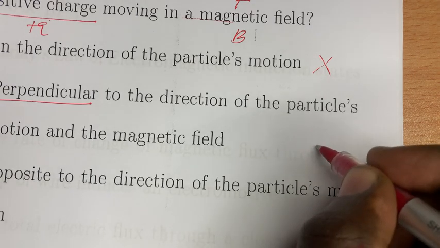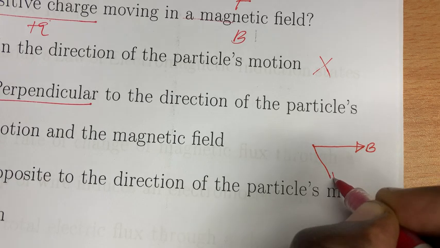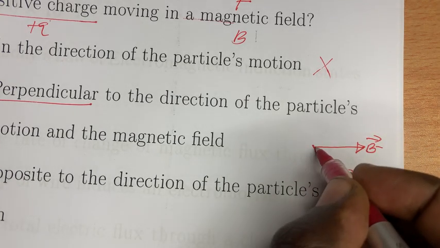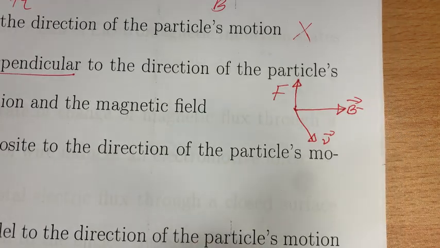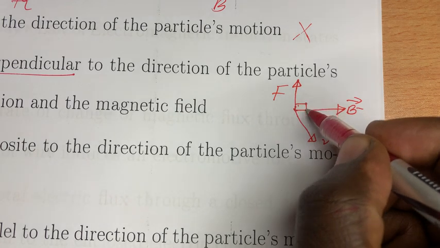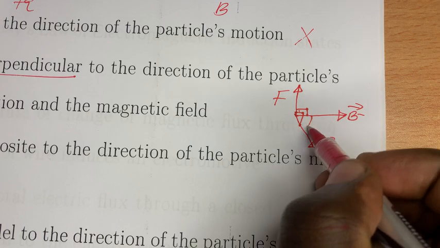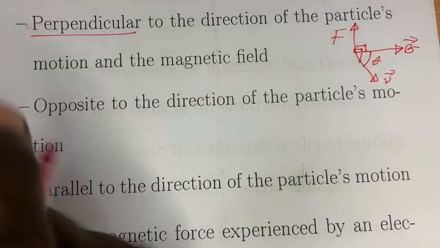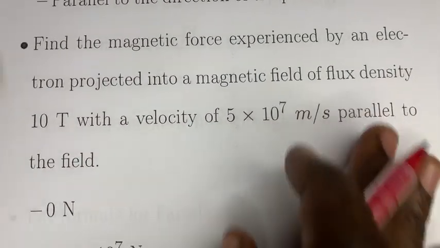we saw. If the field is in this direction and the charge is moving in this direction, then the force will be here, F, so that it makes angle 90 degrees with this and also 90 degrees with this. The angle between B and V is theta. So this is the correct option. Moving on.